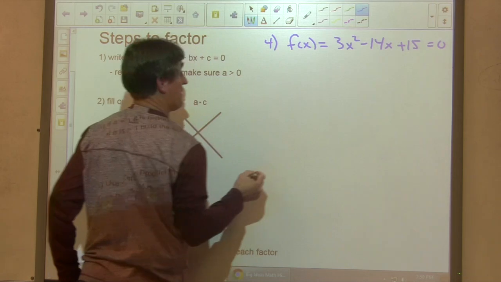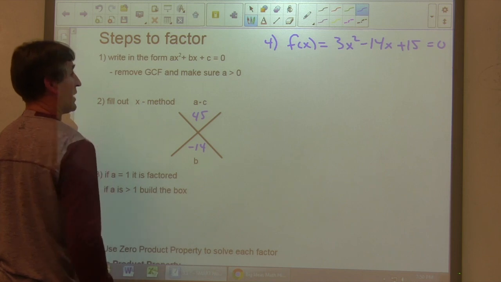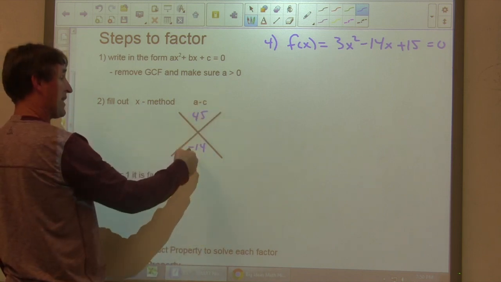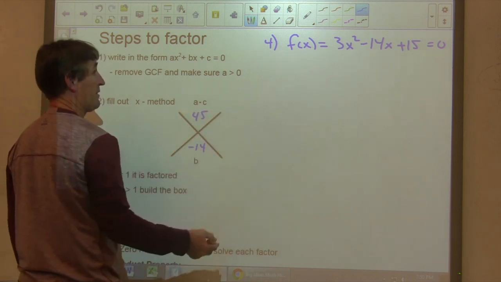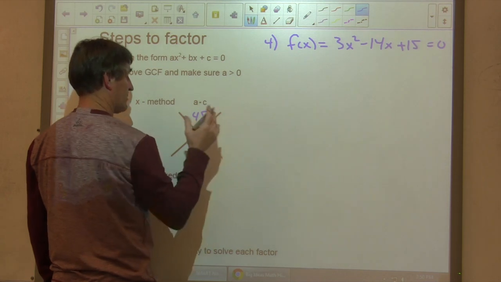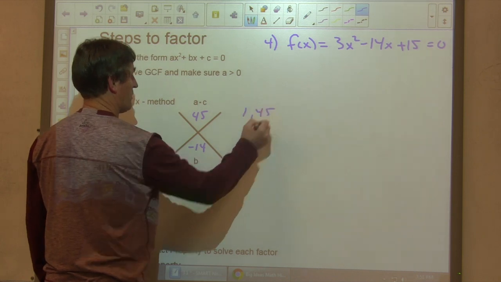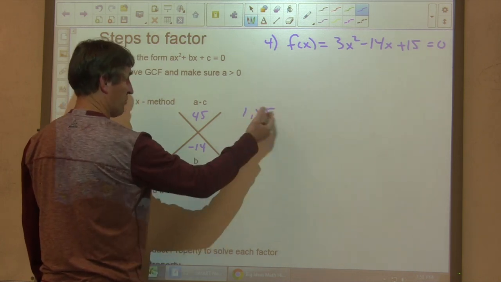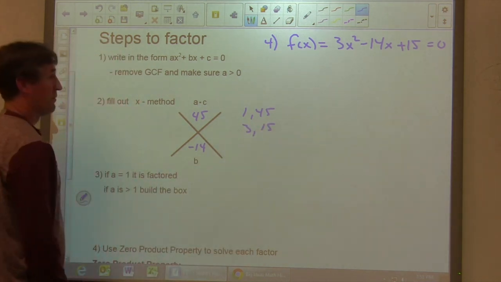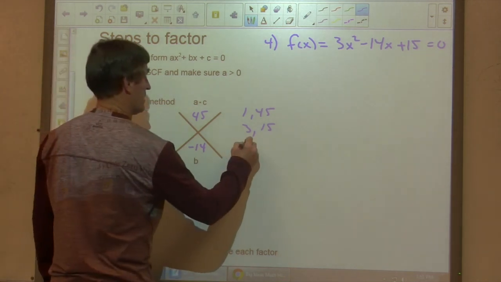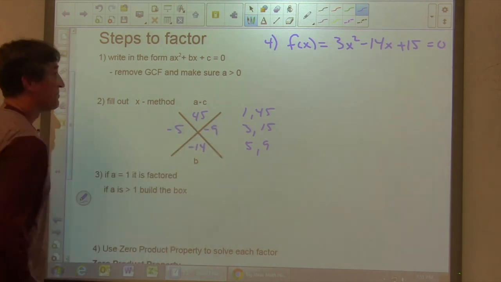A times c, 3 times 15 is 45. And negative 14. So we need the numbers that multiply together to give me 45 and add up to give me negative 14. Since this is negative and this is positive, they both have to be negative. So we just, again, you can look at them and tell sometimes, but if you can't, you just write them all out. 1 and 45, that's 46. 3 and 15, that would be 18. 5 and 9 would be 14, but again we need it to be negative 5 and negative 9.